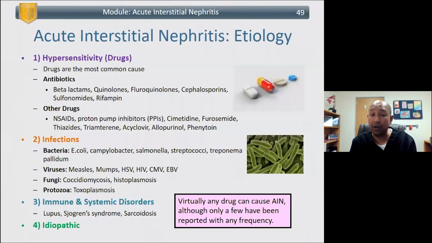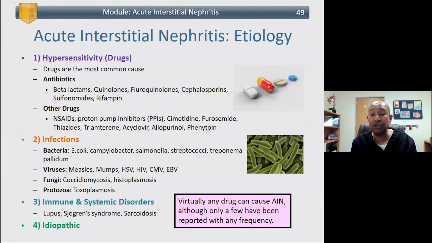I really want to focus on drugs, and the most common drugs that can do this are antibiotics. Think of beta-lactams, whether we're talking about penicillins, cephalosporins, or carbapenems, and quinolones, so whether these patients will be on things like Levaquin or ciprofloxacin. Definitely cephalosporins can do that, as well as sulfonamides and rifampin. Other drugs are very important too, like non-steroidals, COX-2 inhibitors, and PPIs.